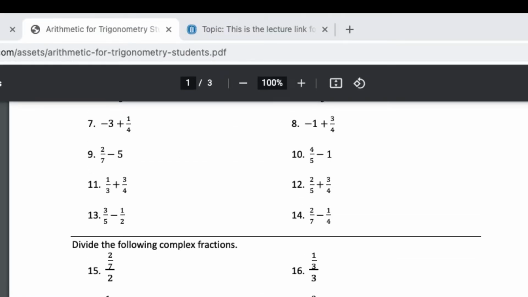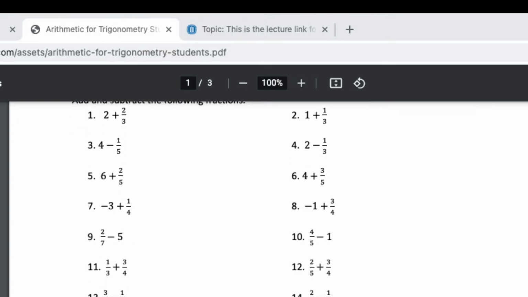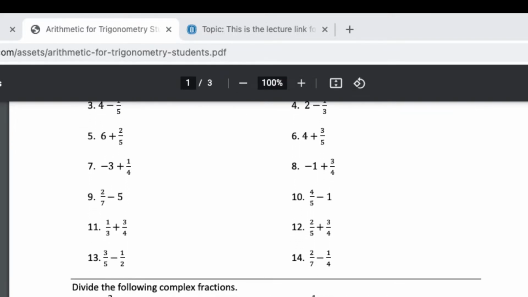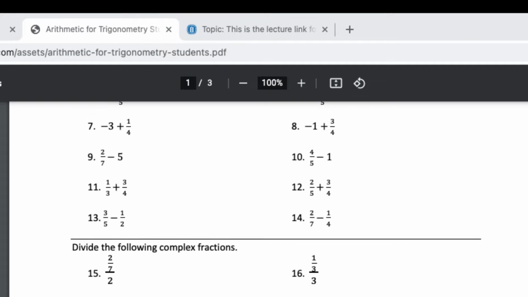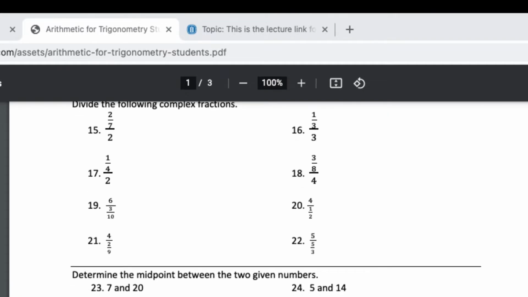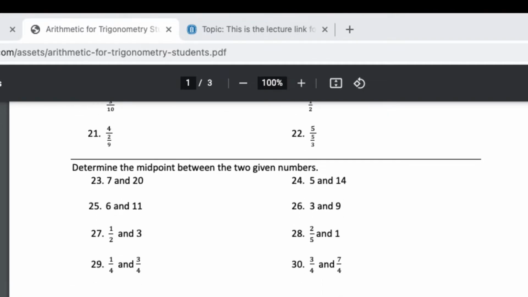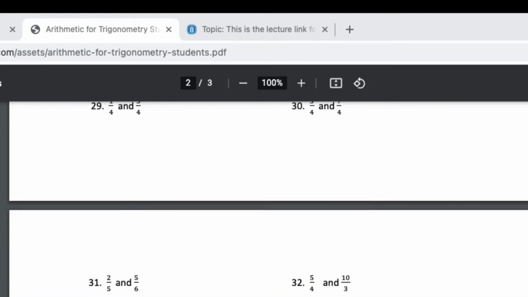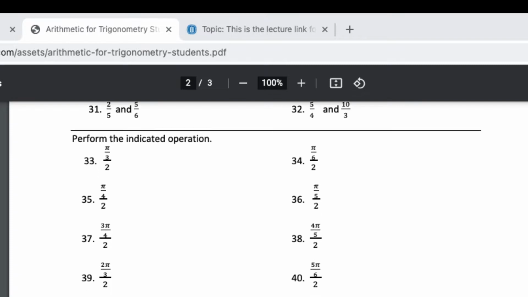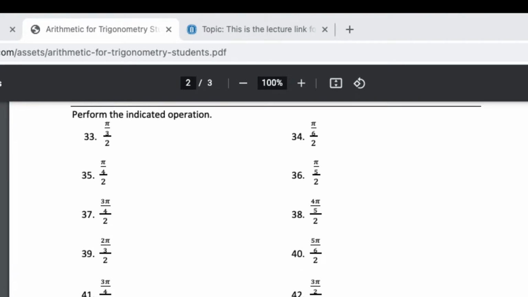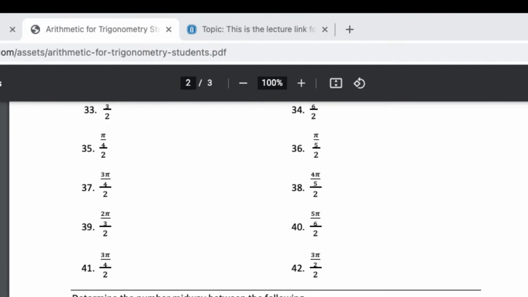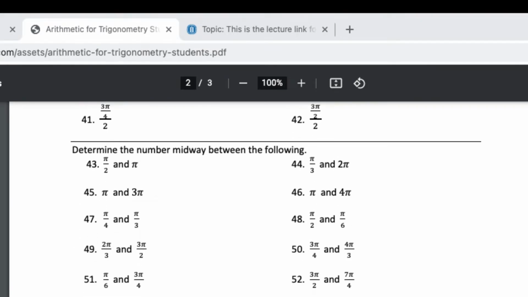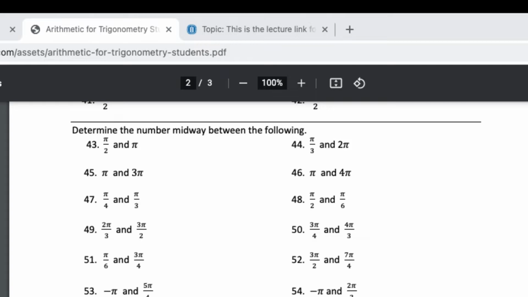All right, you guys see some of this stuff here. Isn't that doing arithmetic with whole numbers and fractions, even signed? And what else do we have? Some quotes, some division. And then what? Determine the midpoint. Okay, we need that stuff. All right, and then perform the indicator operations. I started putting pi there, just to show people the difference. And then, hey, midpoints between these numbers with pi. Isn't that all the stuff we need?